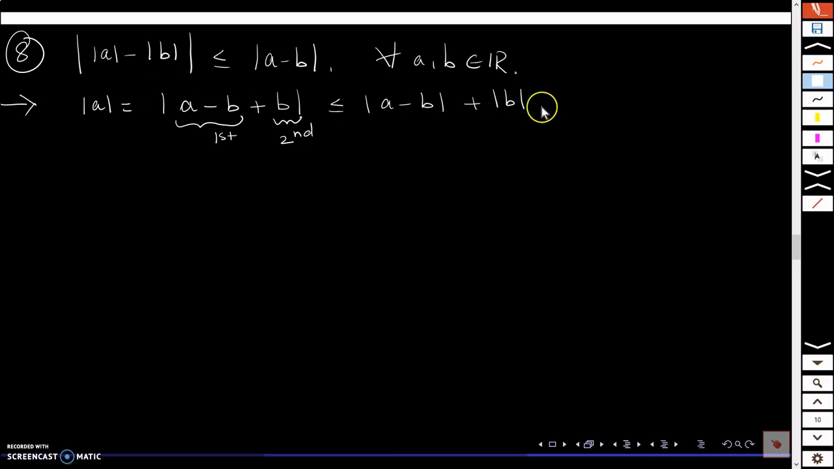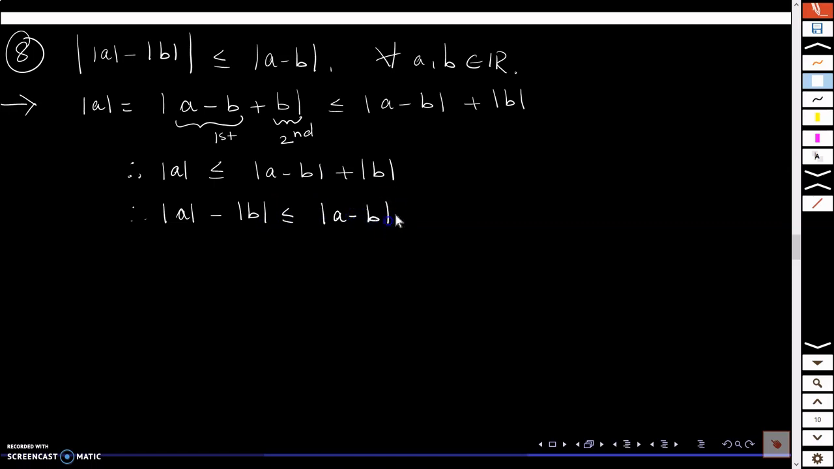So finally I have mod a is less than or equal to mod a minus b plus mod b. If I subtract mod b on both the sides, or you can transfer this to the other side, this will give us mod a minus mod b is less than or equal to modulus of a minus b, right? I will call this inequality number 1.